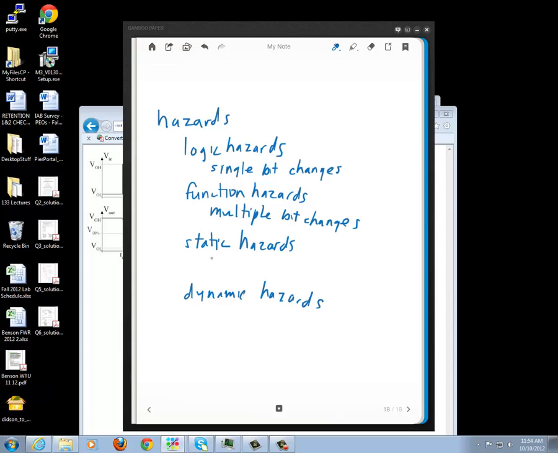So in a static hazard, it happens when you expect a signal to remain constant, but it does not. And a dynamic hazard, as you might guess, is when you expect a signal to change and it does not.